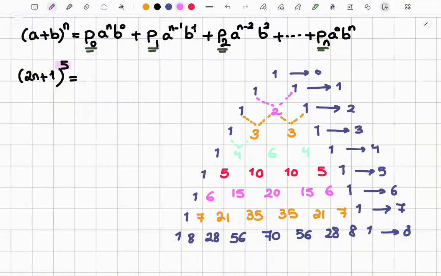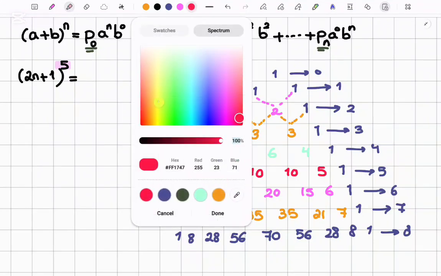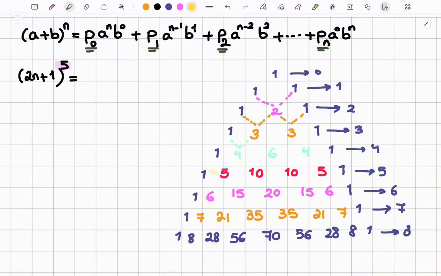So this is to the power of 5, so we need the 5th row, okay? So we do need the 5th row. I'm going to choose a color over here, something like this, okay? So the 5th row is this one. Okay, so look and see what I do. So these are the numbers that are getting multiplied by each one.